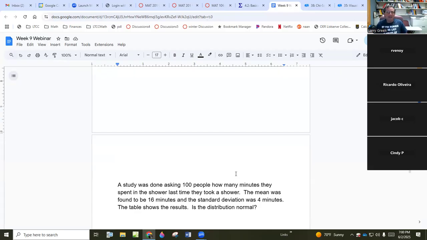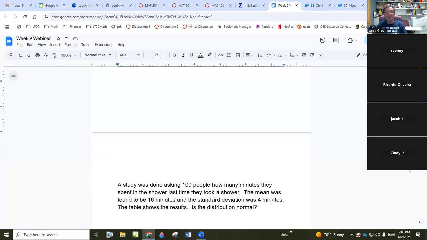Okay, so now let's look at this. A study was done asking 100 people how many minutes they spent in the shower last time they took a shower. The mean was found to be 16 minutes and the standard deviation was 4 minutes. The table shows the results.